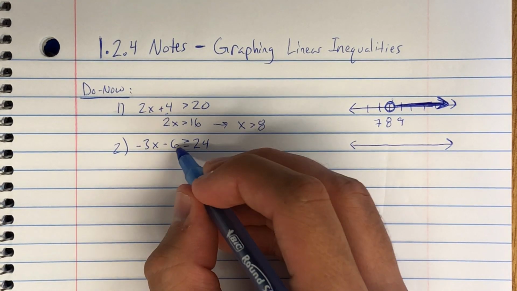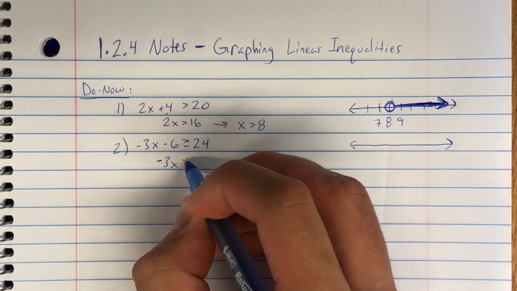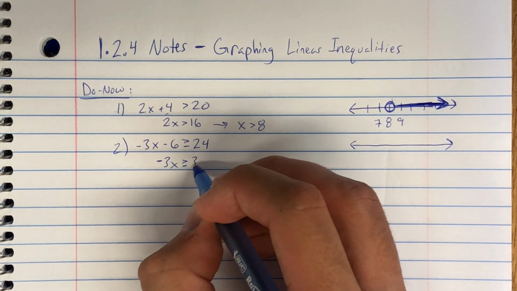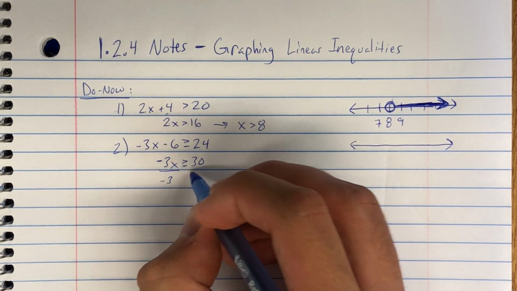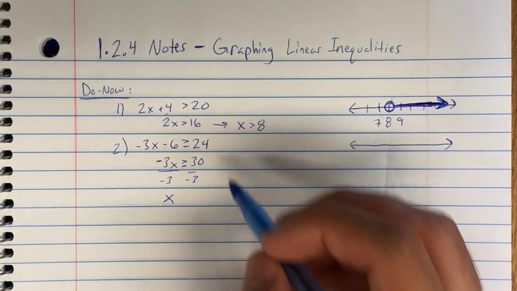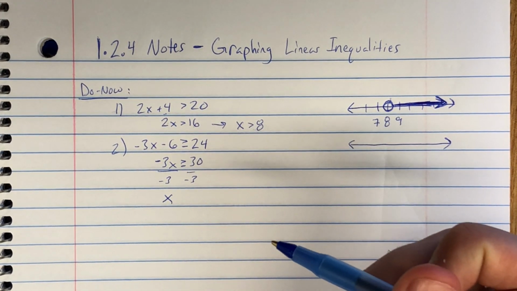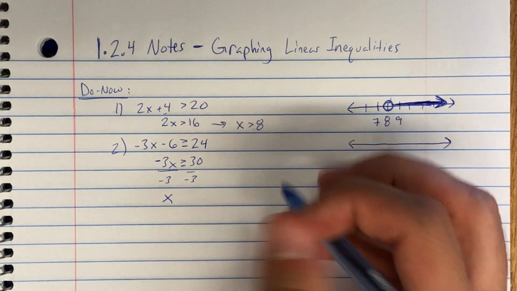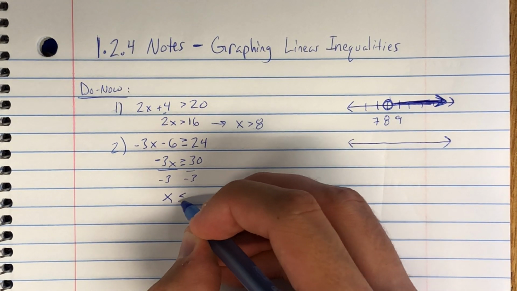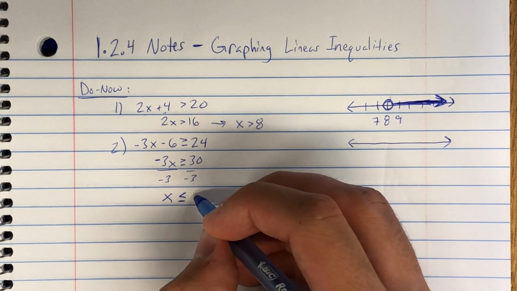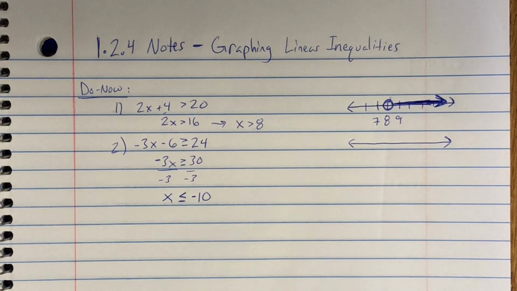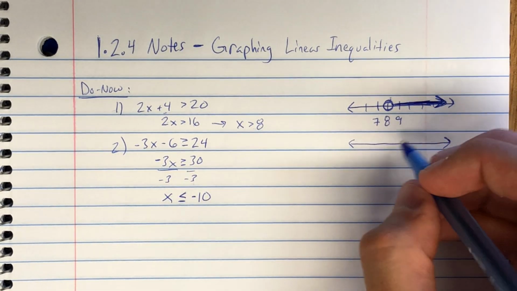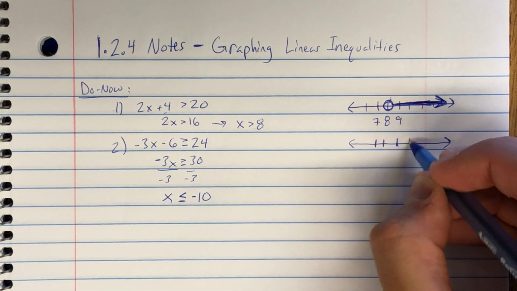For here, same idea. Let's add 6 to both sides. So we get 30 there. Divide both sides by negative 3. Oh, with an inequality, when you're dividing or multiplying by a negative, remember you gotta flip that sign. So 30 divided by 3 is negative 10. And we have x is less than or equal to negative 10.